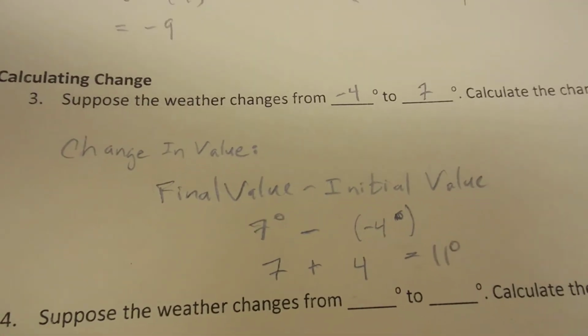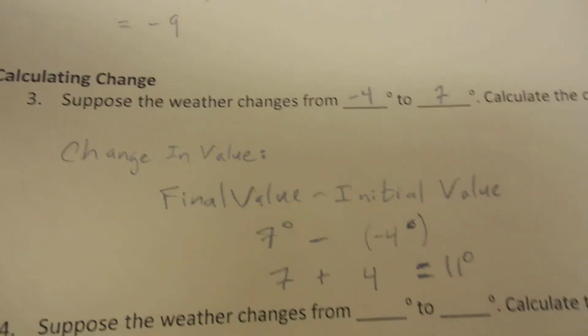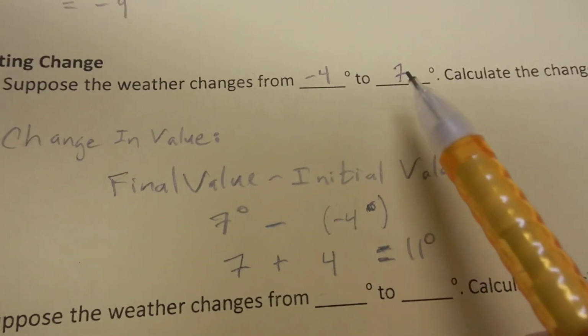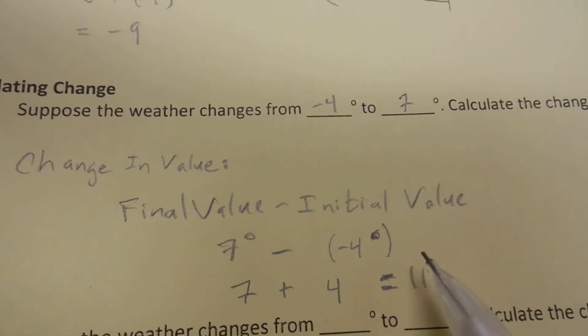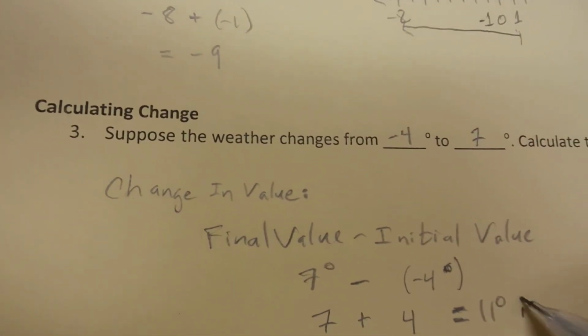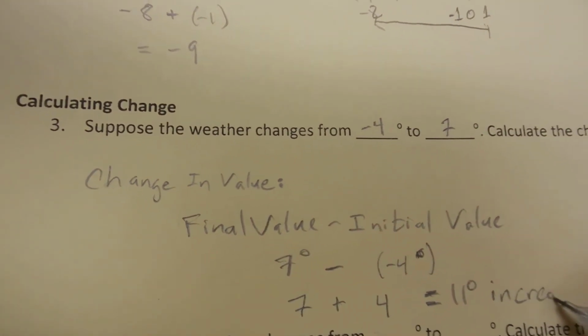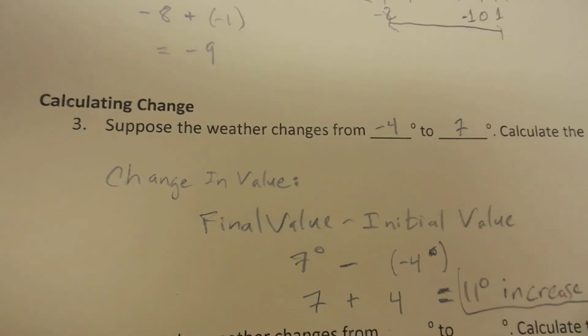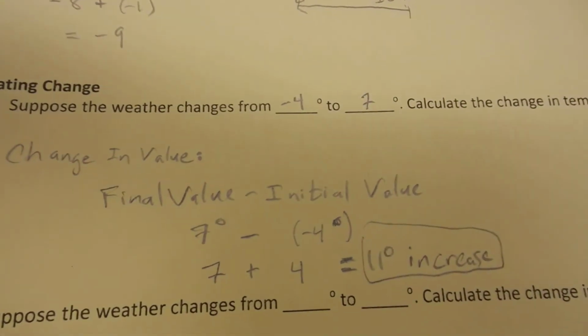So how did this change? Well, it changed from -4 to 7 degrees. That's a total of 11 degrees. So you should write how it changed. So this is an 11 degree increase, or an increase by 11 degrees.